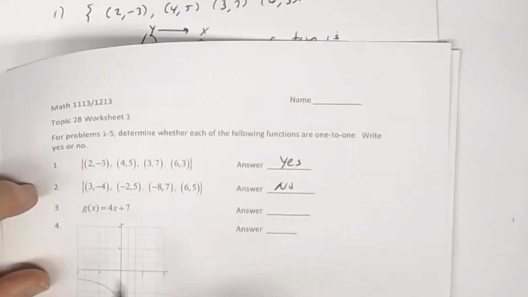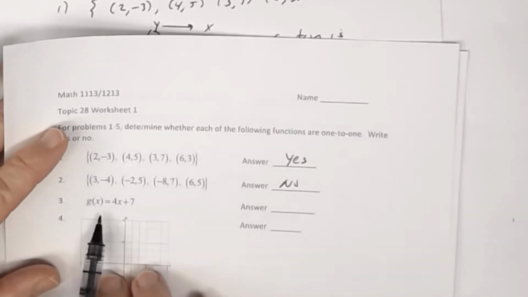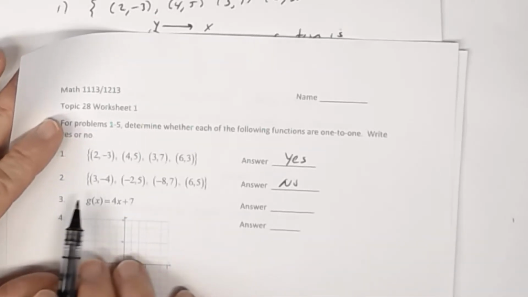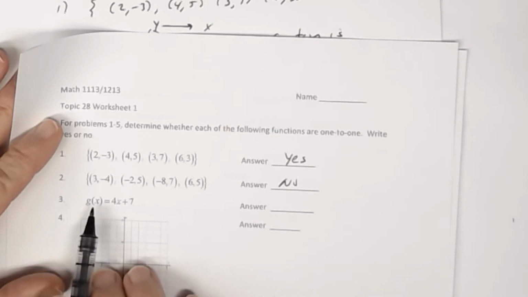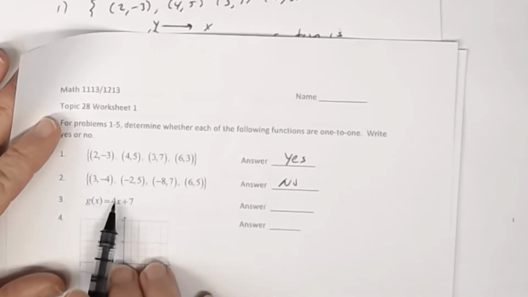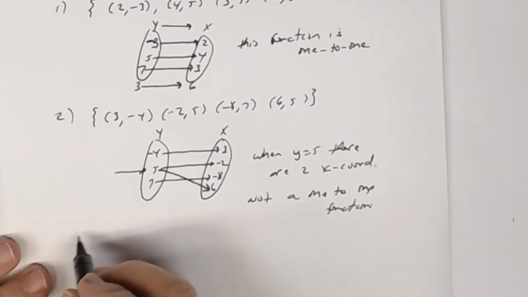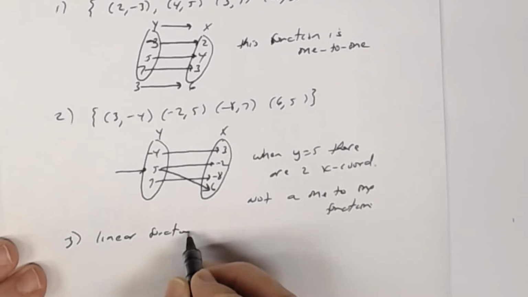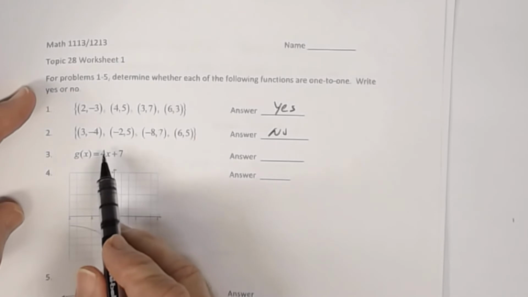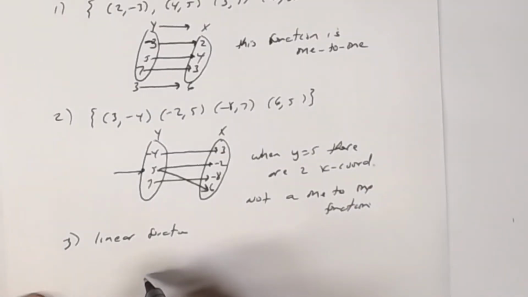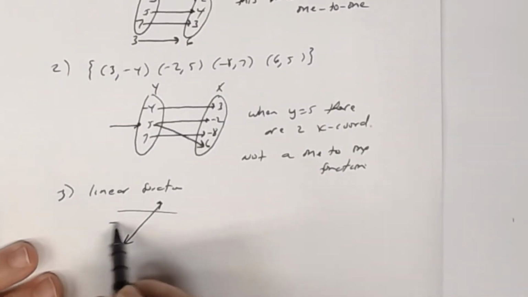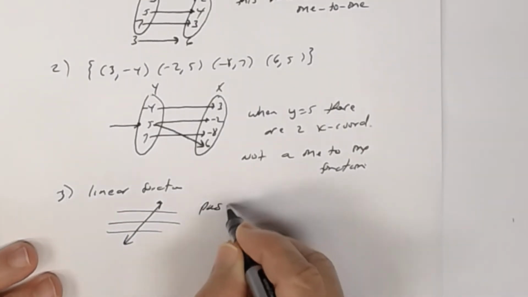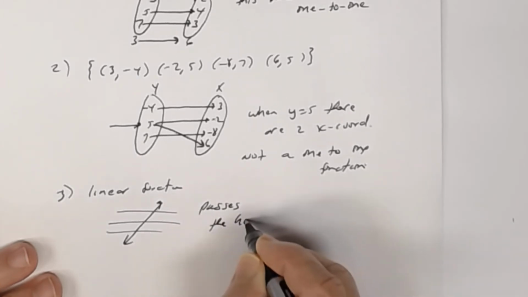Now, number 3. You've had enough experience from a previous course and also in this course to know that this function is a linear function. In particular, you know that the slope is positive, correct? So you know that the graph's going to look like this. And so notice that it passes the horizontal line test.